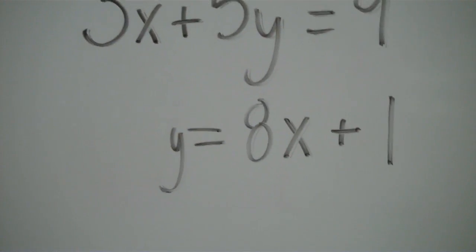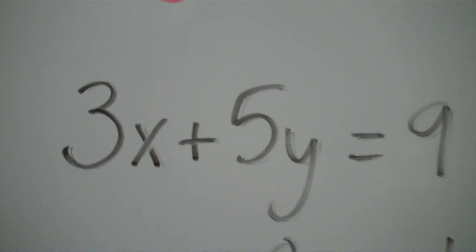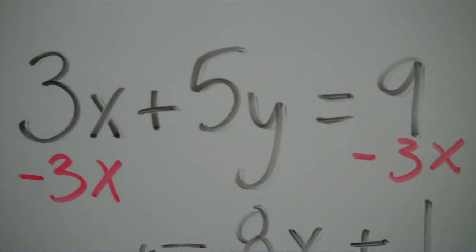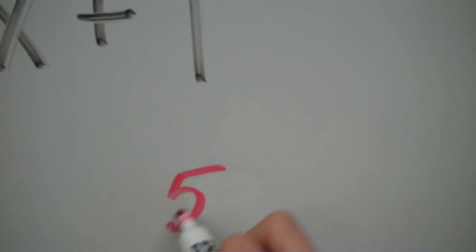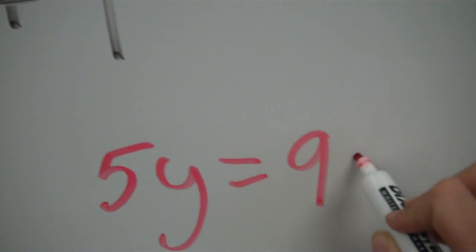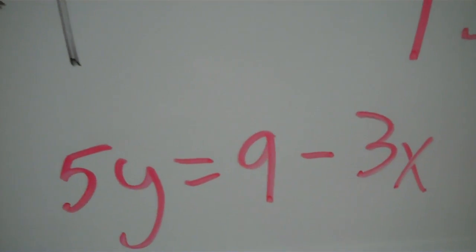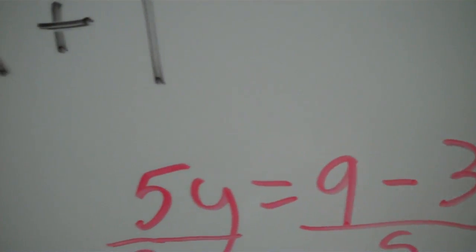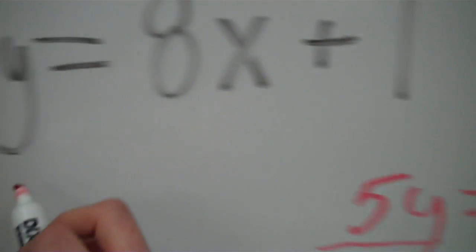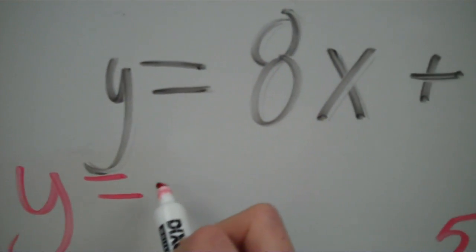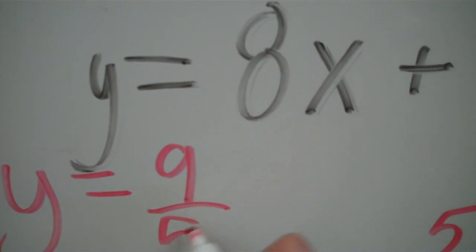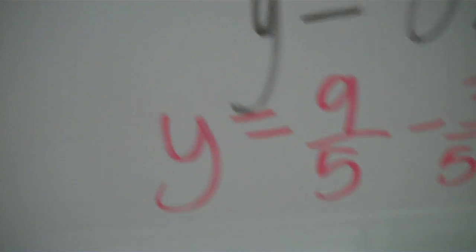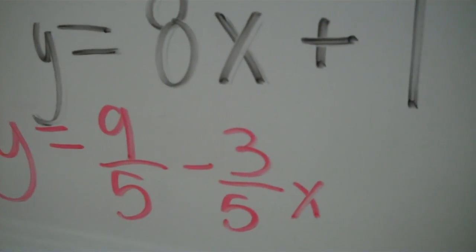I've already got the second equation like that. I'm going to solve for y in the first equation, so subtracting 3x, and I'm going to move down here because I don't have a lot of room. So 5y will equal 9 minus 3x. And then we can divide by 5, divide by 5. So y equals 9/5 minus 3/5 x. Okay, this is kind of a nasty problem at this point, but that's okay.